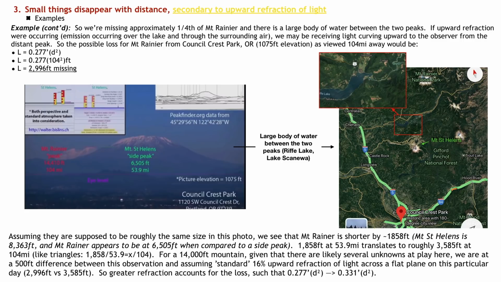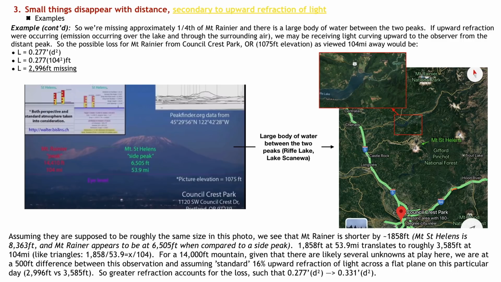So for a 14,000 foot mountain, given that there are several still likely unknowns at play here, we are at about a 500 foot difference between these observations. But for a 14,000 foot mountain, I would say that's pretty close. So assuming standard 16% upward refraction of light across a flat plane on this particular day, we get 2,996 feet of expected versus about 3,585 feet of what we can possibly see within the photo. Again, noting that there are possibly several other factors at play.